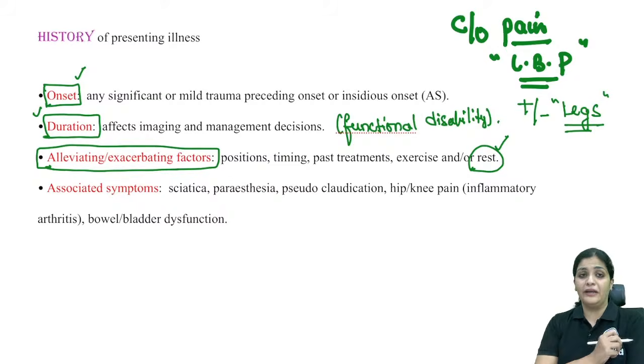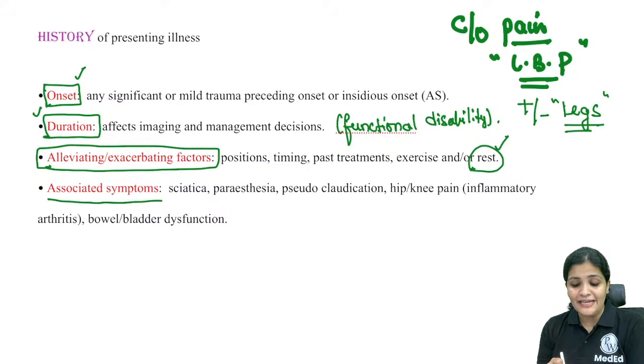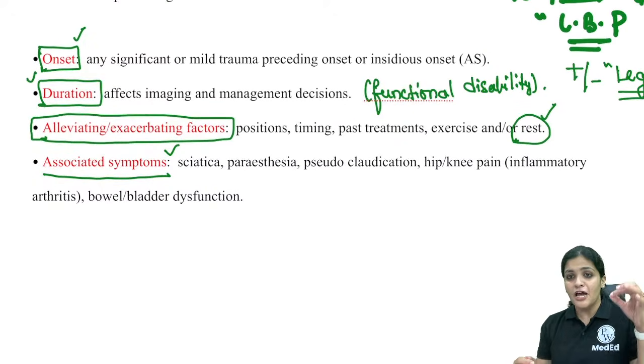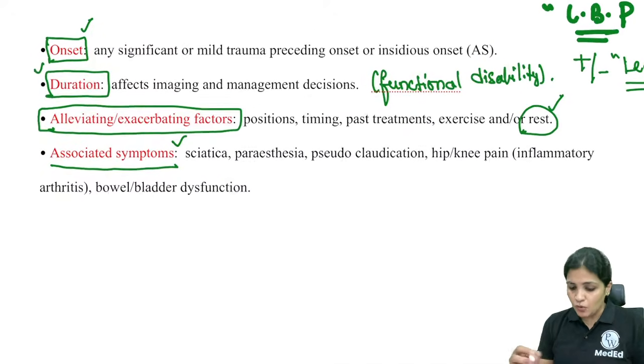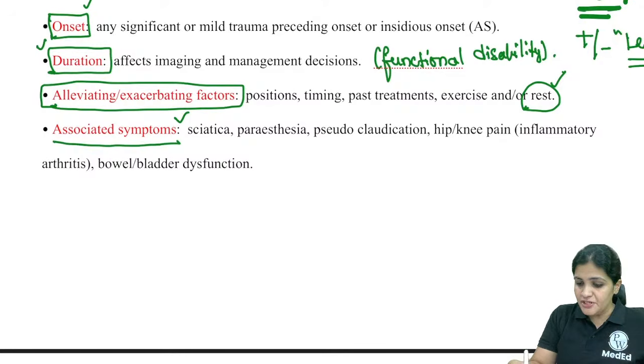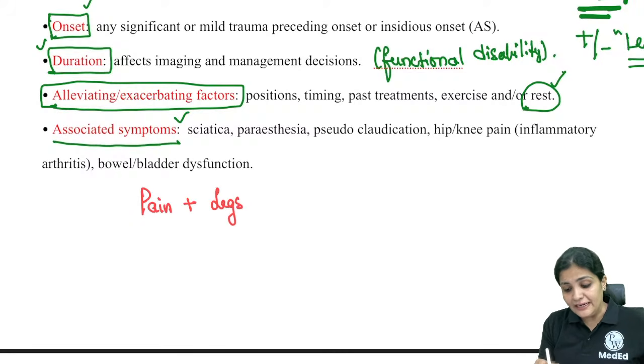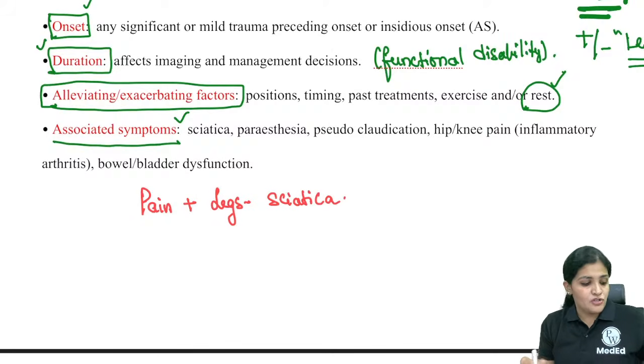And then very, very important, you have to ask them what are the associated symptoms. This is the one which will help us come to the diagnosis. So see, if the patient is having pain, okay, and now this pain is radiating through the legs, so this is called as what? This is called sciatica. So what is sciatica? Sciatica is nothing but a pain which is radiating all the way down to the legs. So that is called sciatica, right? That is called sciatica.